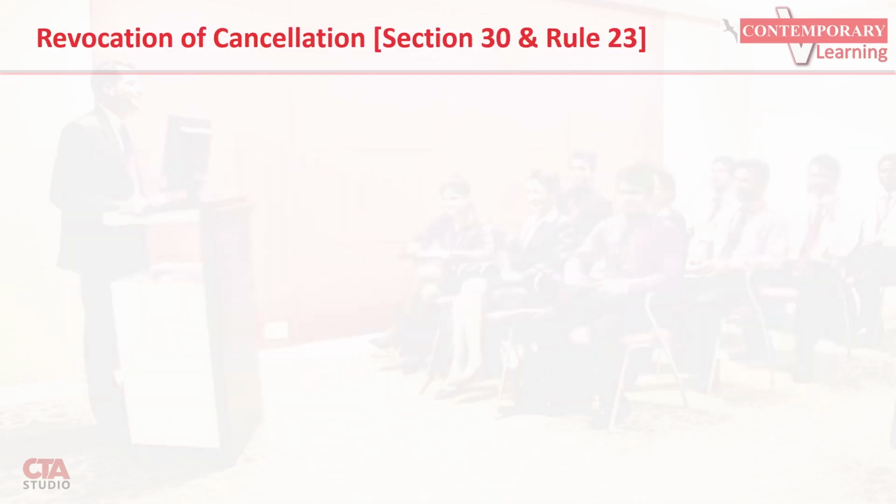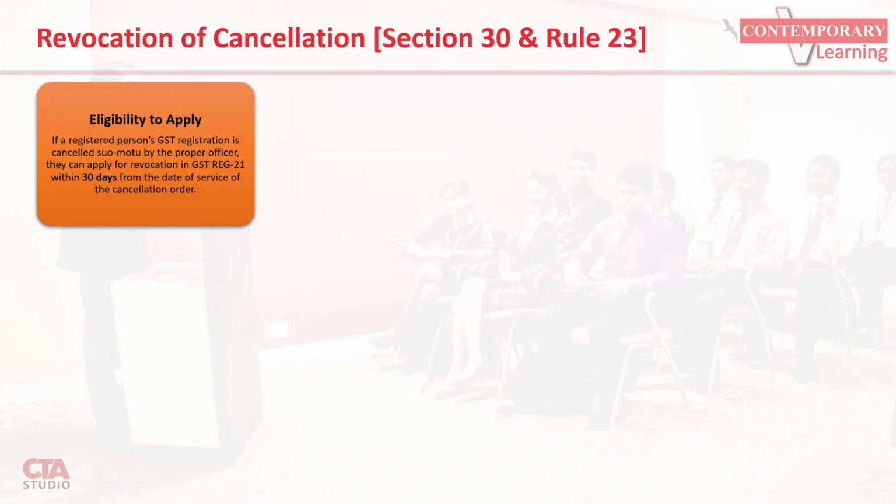Finally, the revocation of cancellation under Section 30 and Rule 23, which allows restoration of cancelled registration. Eligibility to apply. If a registered person's GST registration is cancelled suo motu by the proper officer, they can apply for revocation in GST REG-21 within 30 days from the date of service of the cancellation order.